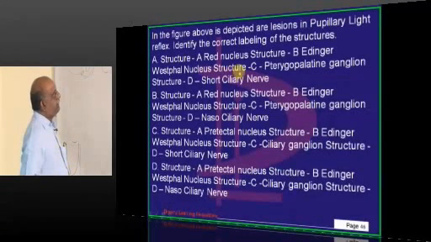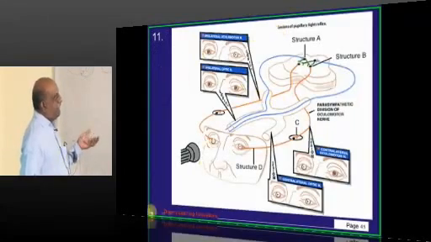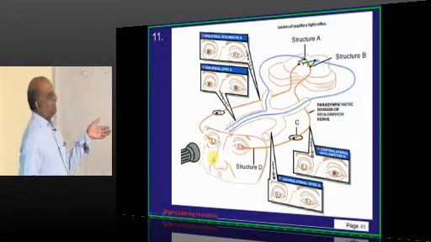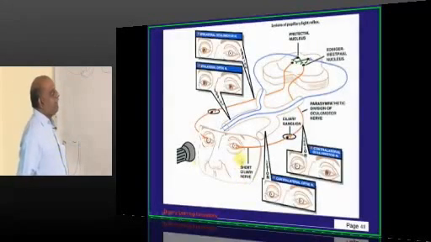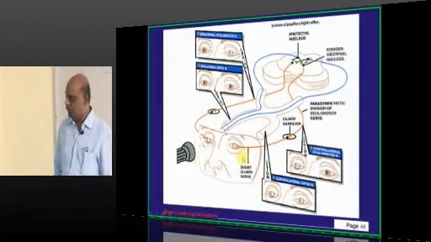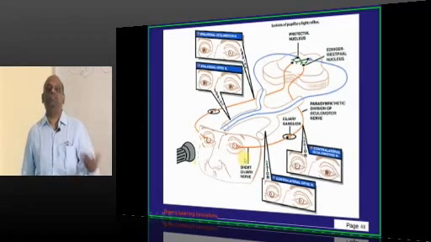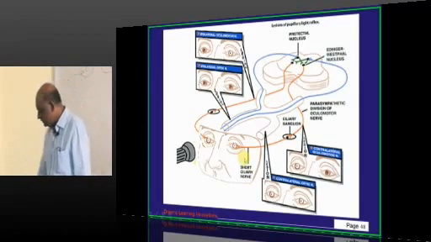Then once more, there are lesions in the pupillary light reflex. So what are the structures involved? Fundamentally you must know the pupillary pathway. Okay, give me the board.